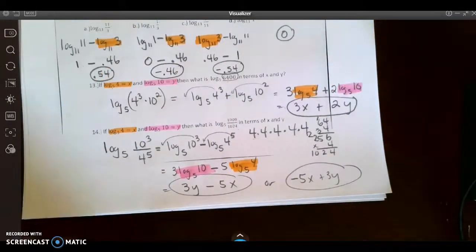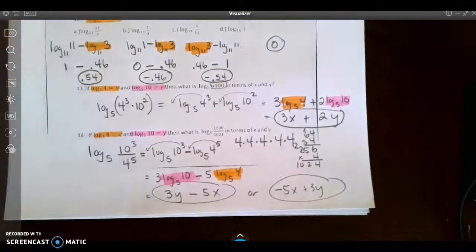And that's page 3 of your Unit 9 practice test.